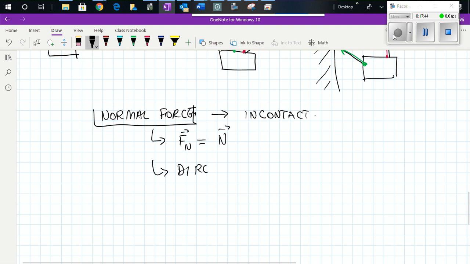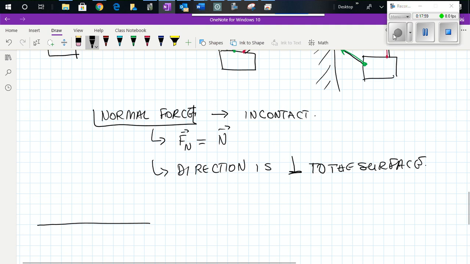Direction is perpendicular to the surface. So if we have a situation like this, you have a horizontal surface and you have an object with a given mass, then force normal will be perpendicular to the surface. And perpendicular means 90 degrees, guys. So this is force normal.